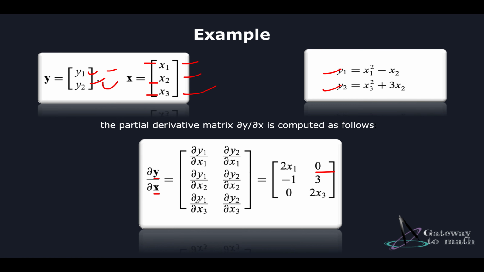Similarly, moving to the next row, del y1 upon del x3. y1 has no x3 entry, so we'll have a 0 right here. Similarly, for y2, we have x3 squared. So we'll find the partial derivative of this value, which will give us 2 times x3.